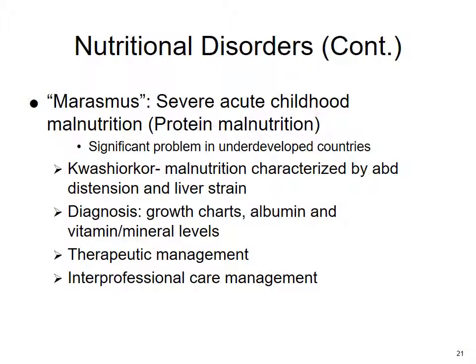Marasmus is the name for severe acute childhood malnutrition, and it's primarily diagnosed as a protein malnutrition. It is a significant problem in underdeveloped countries where children have difficulty consuming adequate enough amounts of protein.